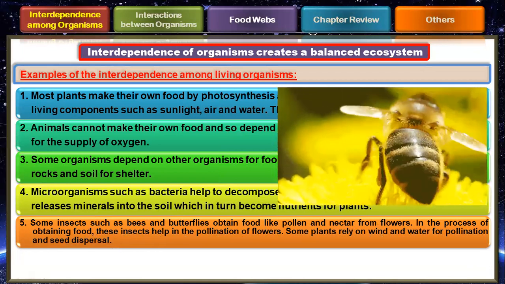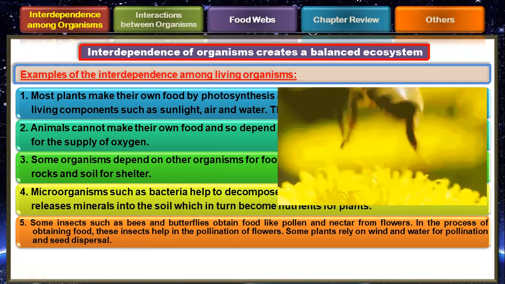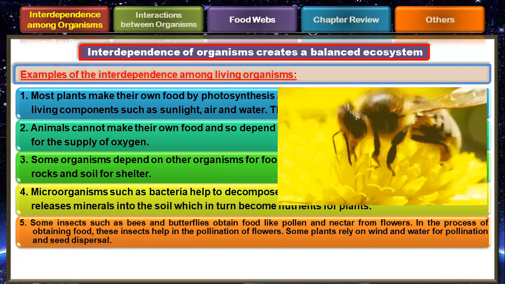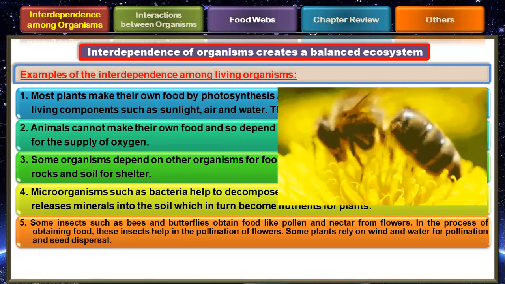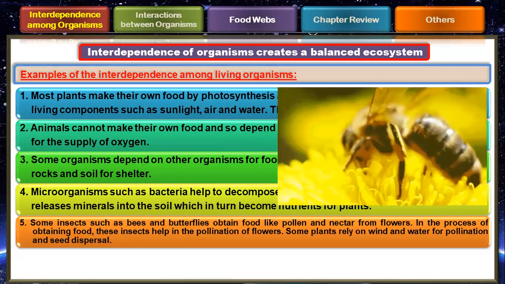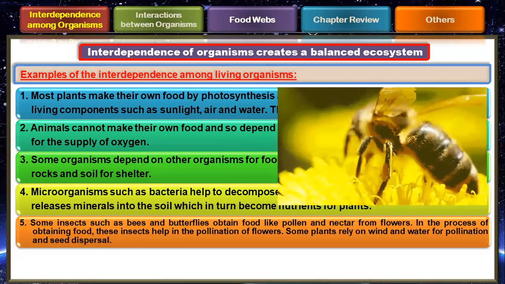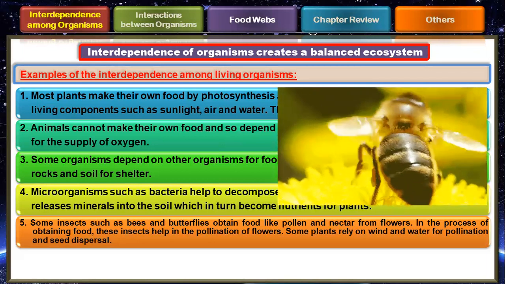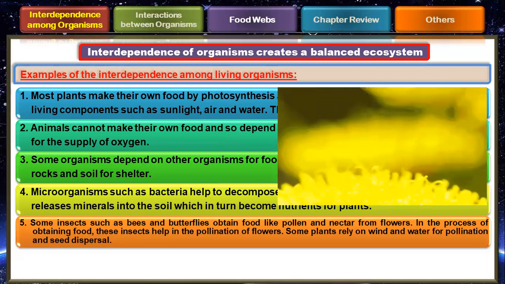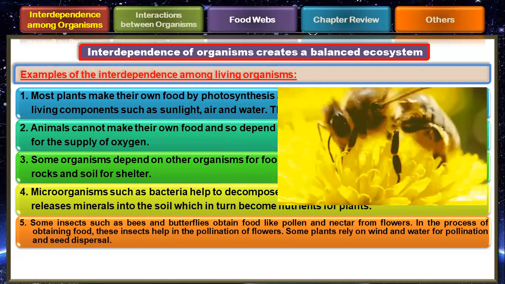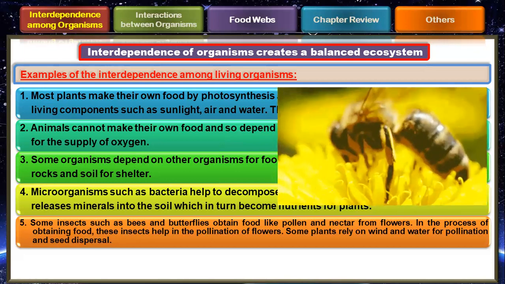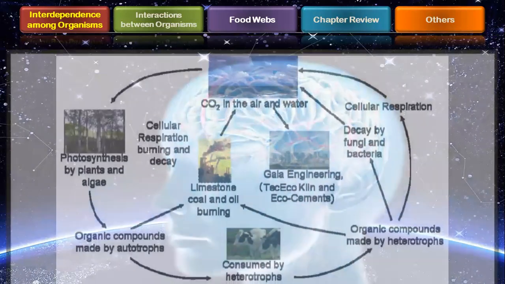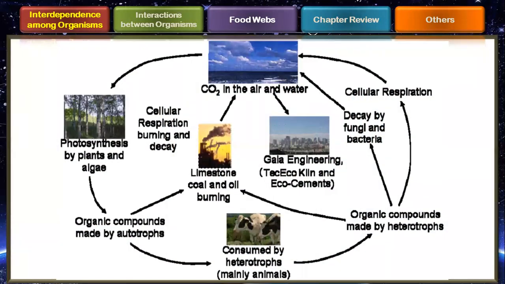Bees and butterflies are a very important part of our ecosystem because although they get food from the flowers, they help them to propagate. They help them to become many. So with the help of butterflies and bees and some other insects, plants are able to reproduce. So try to look at this illustration.